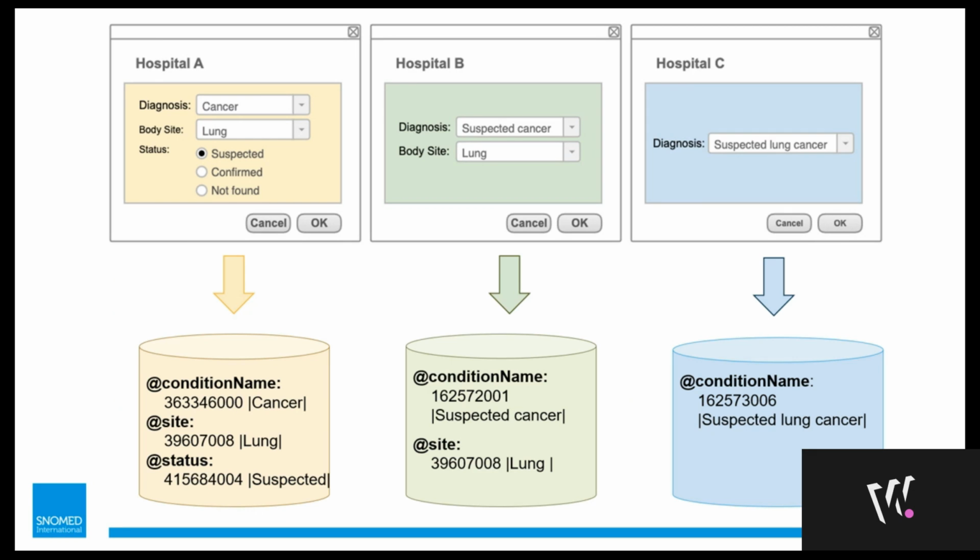Here is an example of the same idea being expressed in different ways. Three hospital systems each allow the user to record the clinical idea for suspected lung cancer. At Hospital A, the doctor enters a condition or diagnosis of cancer, a body site of lung, and a status of suspected. At Hospital B, the doctor enters a problem of suspected cancer and a location of lung, while at Hospital C, the doctor enters the fully pre-coordinated concept suspected lung cancer in a single diagnosis field.